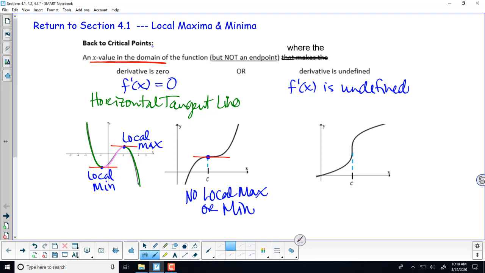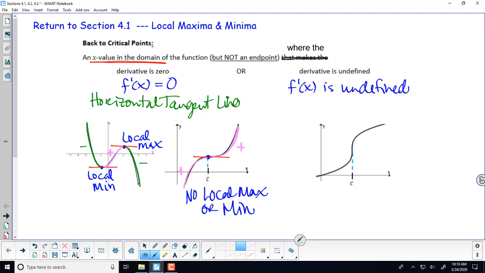Here, my graph does not change. It's increasing to the left of the critical point, and it's increasing to the right, where we know our first derivative is positive if it's increasing, and our first derivative is negative when it's decreasing.